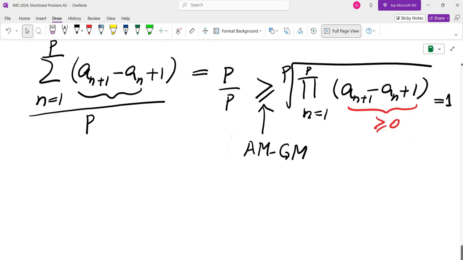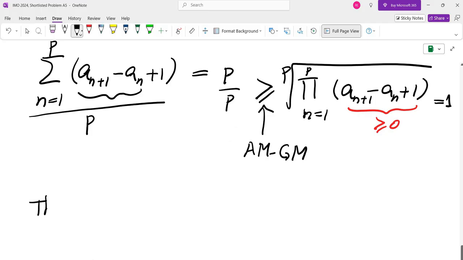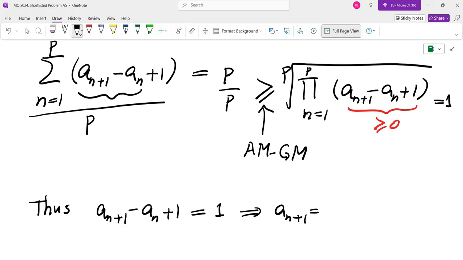But this side is exactly 1. So because that's 1, that means equality holds. So a_{n+1} - a_n + 1 would have to be the same as 1, which means a_{n+1} is equal to a_n for every n. And in fact, this is the other example of the sequence. So therefore, there are two different sequences like that.